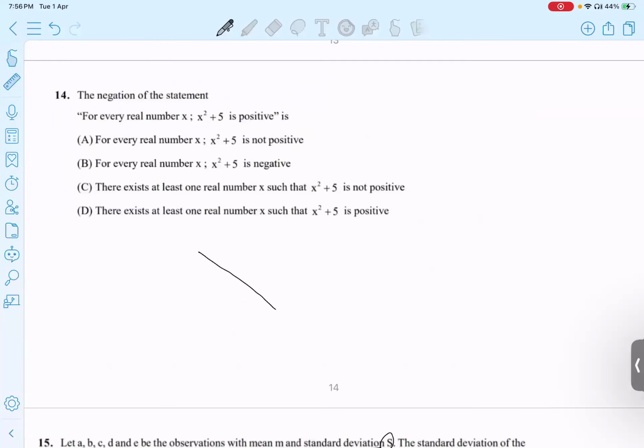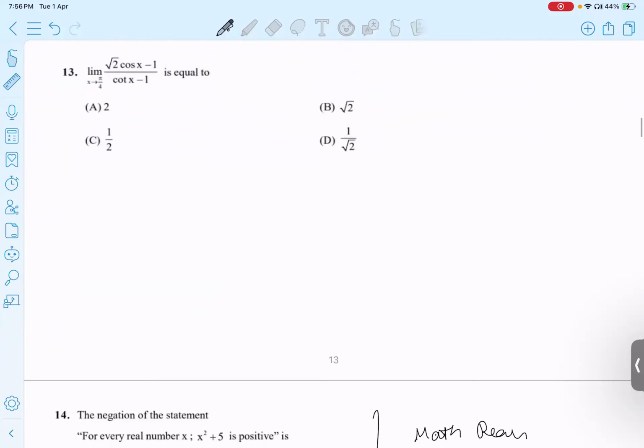It's a deleted portion because the question was taken from mathematical reasoning. Mathematical reasoning. Okay.